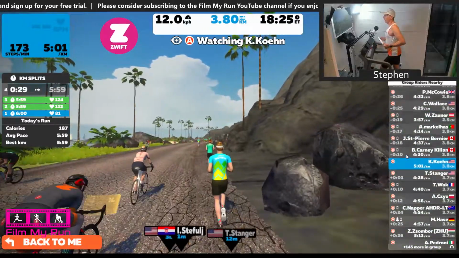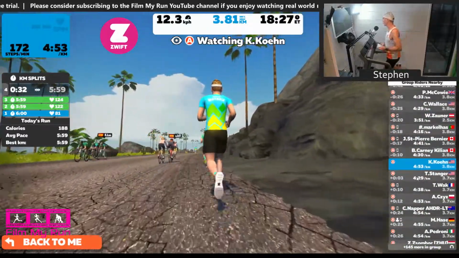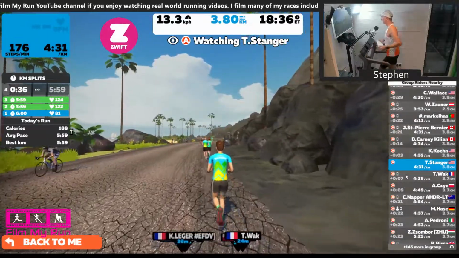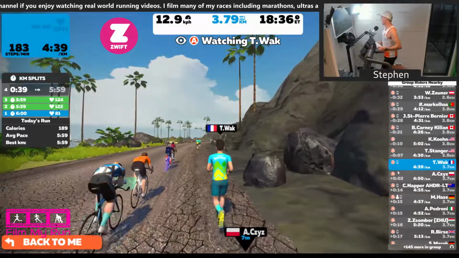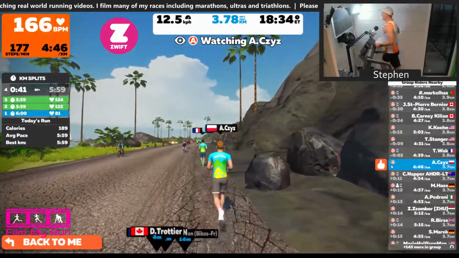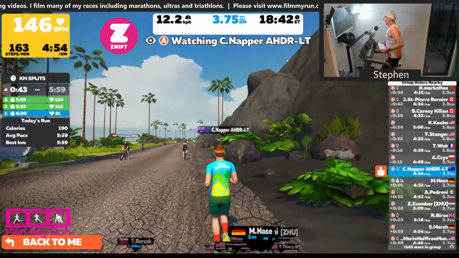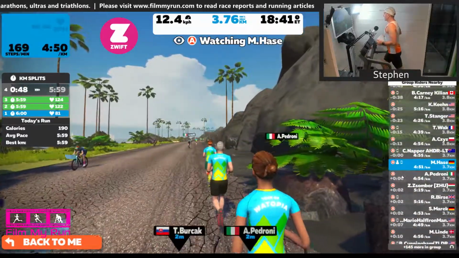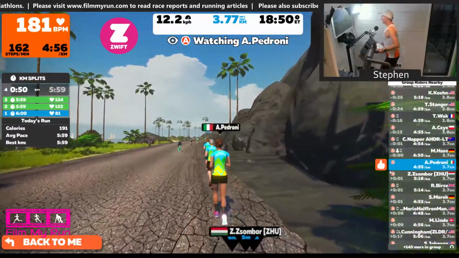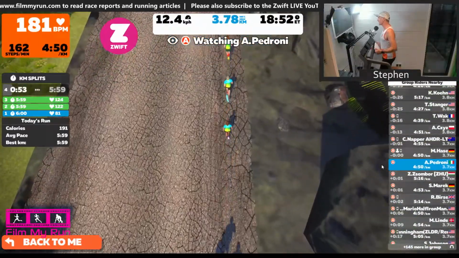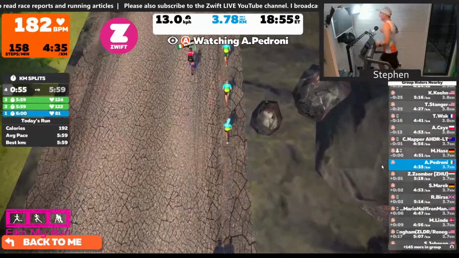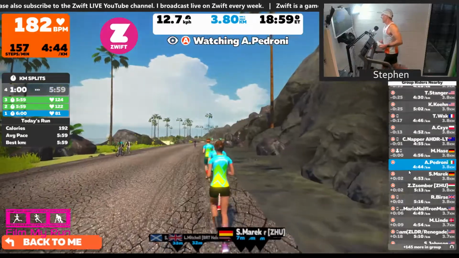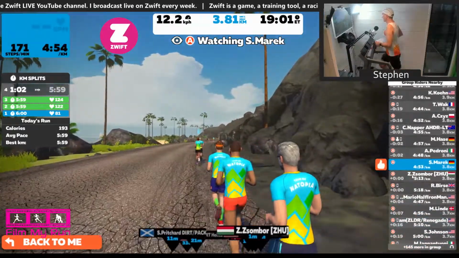Cohen seems to be doing 5 minutes per kilometre, but is ahead of Stanger, who's doing 4:30 per kilometre. And Wack from France. And Cruz from Poland. And Napa from Australia. There's Michael Hasser, well done to him, we've given him a ride on already. Padroni from Italy, heart rate of 181. Wow, these guys are flying. Really working hard at the sharper end there.